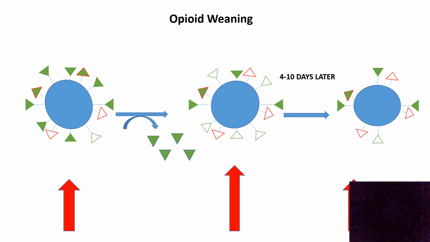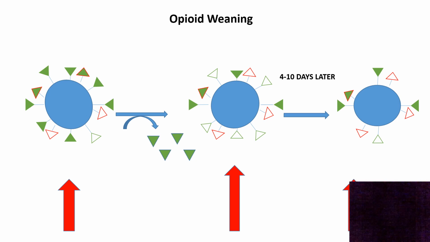Now, there's no agreed upon amount that you take off. I've seen it as aggressive as 20%. I've seen it as non-aggressive as 5%. The most important thing is that you keep marching towards zero, or as low as you're able to go safely. And what happens is you have a transient worsening of pain, because now you have these mu receptors that are not covered by opioids.